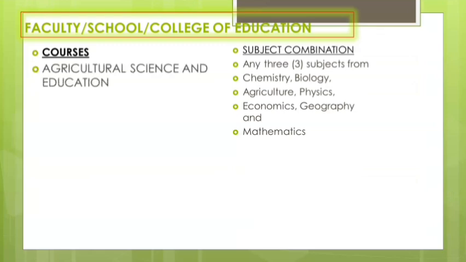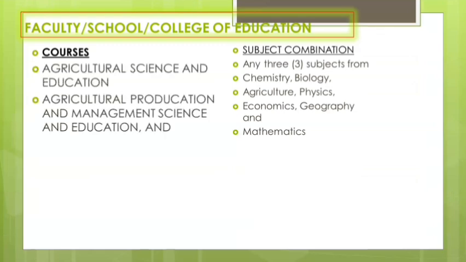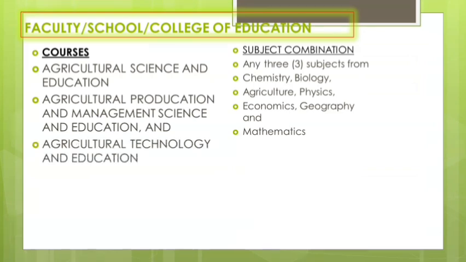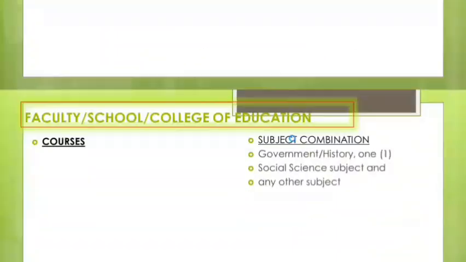For candidates applying for agricultural science and education, agricultural production and management science and education, and agricultural technology and education, your JAMB subject combination include any three subjects from chemistry, biology, agricultural science, physics, economics, geography, and mathematics.